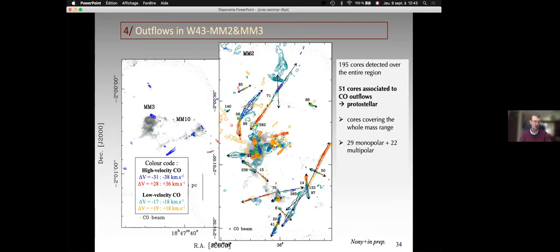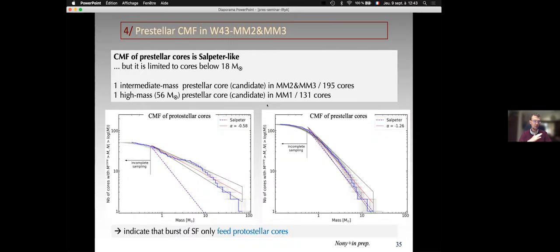So now I can make this distinction between prestellar and protostellar mass function. And actually there is a striking difference, because the CMF of prestellar core is very compatible with Salpeter, a slope of -1.3, while the slope of the protostellar cores is, by contrast, even more top-heavy. So if we assume that we have a burst of star formation in MM2, for instance, only protostellar cores are fed in this burst. And this is also obviously the link to the absence or the very little number of high mass prestellar cores found in all regions.